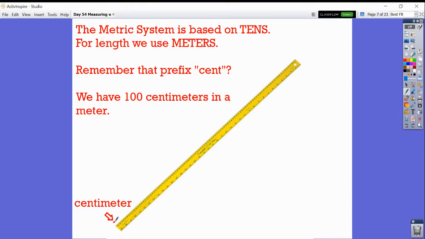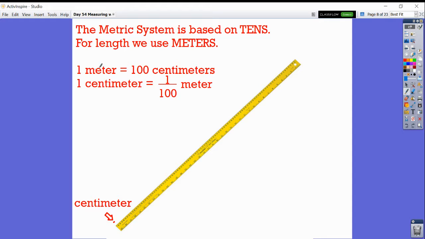See right there, that little measurement? This is our meter. That is a centimeter. If I take this meter and I split it up into 100 groups, I end up with a centimeter. Okay, so 1 meter equals 100 centimeters, and vice versa. 1 centimeter equals one of those 100 groups in a meter.